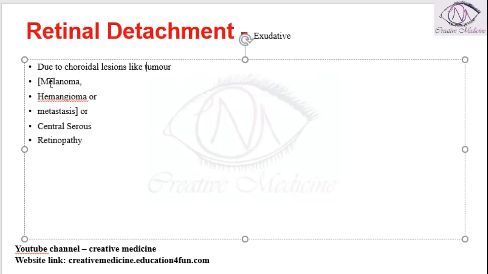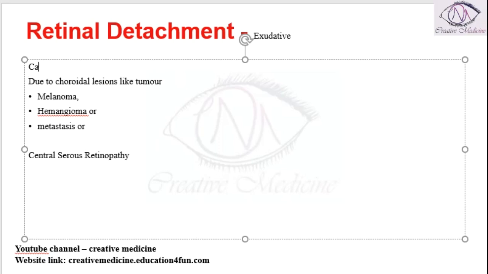So what tumors are we talking about? It can be due to melanoma, hemangioma, or metastasis, or it can also be due to central serous retinopathy. All these are actually the causes of retinal detachment, that is, exudative retinal detachment.